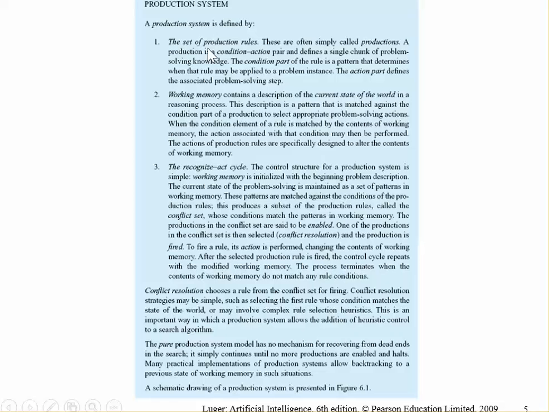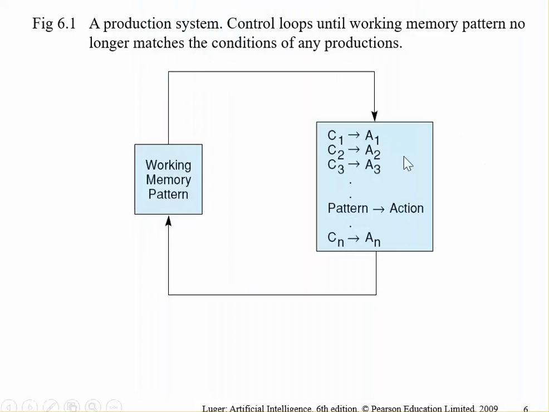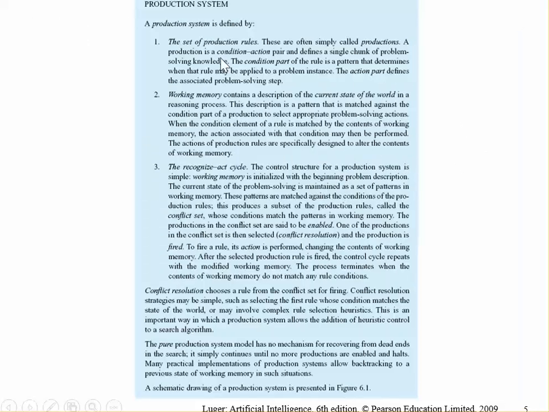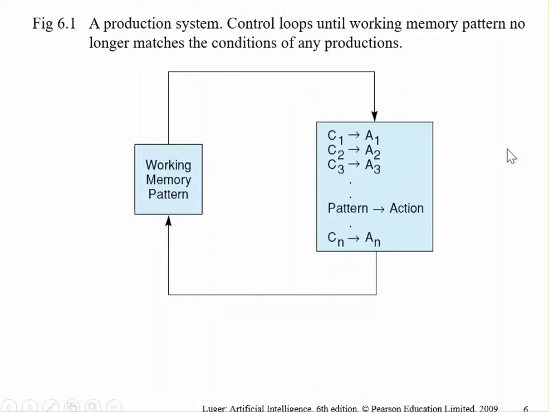So going back here, we said that the production system has three main components. One of them is a set of production rules. The production rules will look something like this, okay?